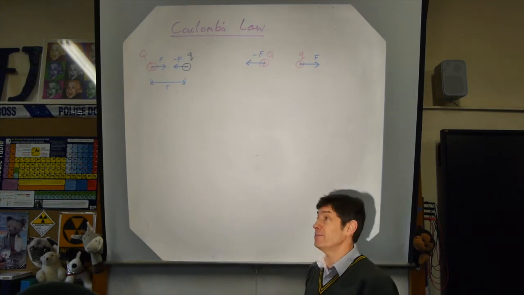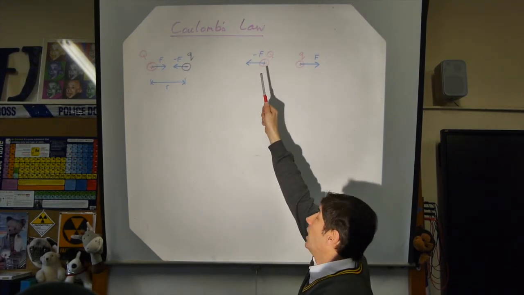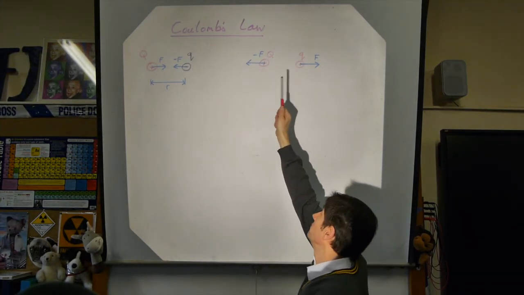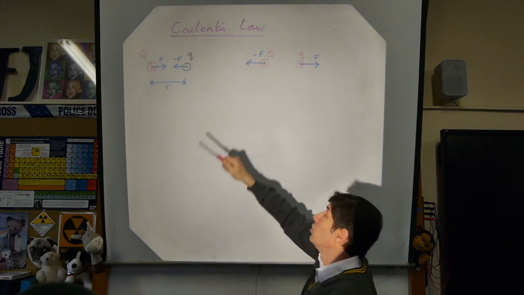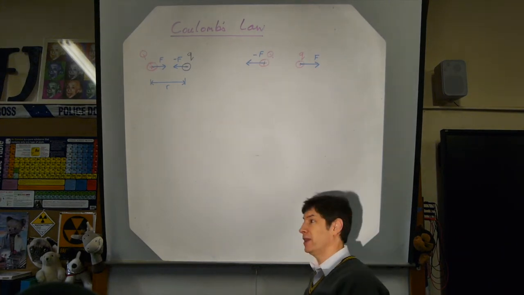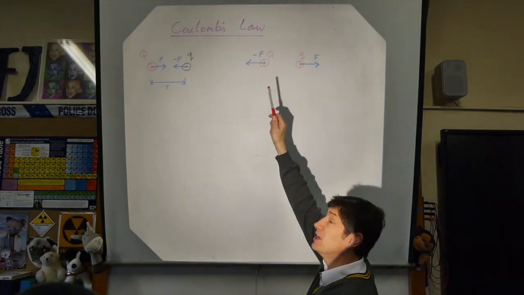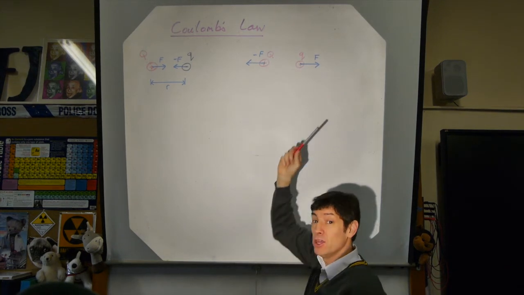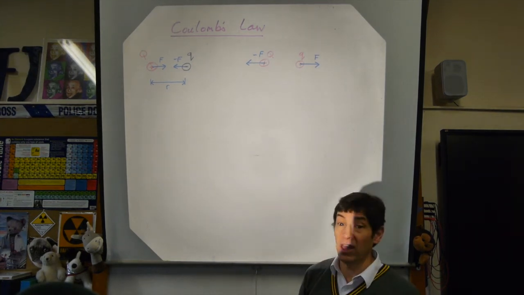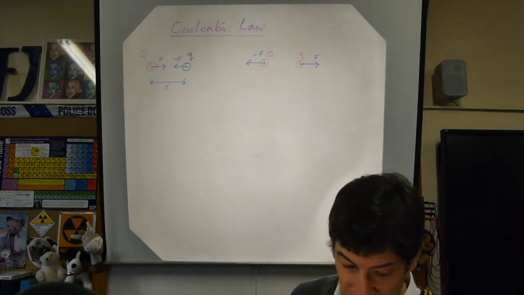It would be a nice exam question. I'll make the numbers really huge: 10 coulombs and 3 coulombs. Draw force vectors on them. And I bet you some people would have a bigger force vector on one side than the other. No, done enough of this. They are equal and opposite.